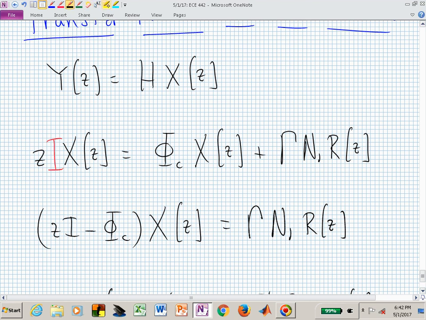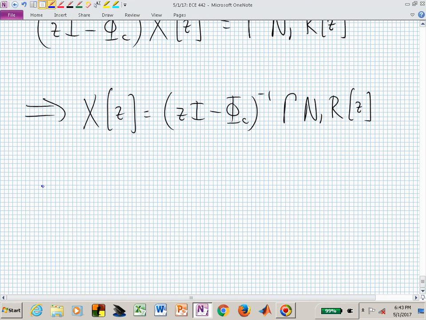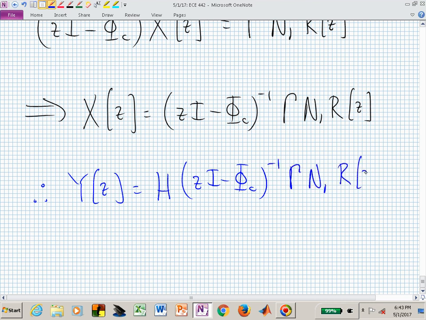And we want to now use that X of z in that output equation. Capital Y of z is H times X of z. Well, X of z is zI minus phi sub c inverse gamma n sub 1 R of z. This is now our closed loop transfer function between the reference signal R and the output Y.